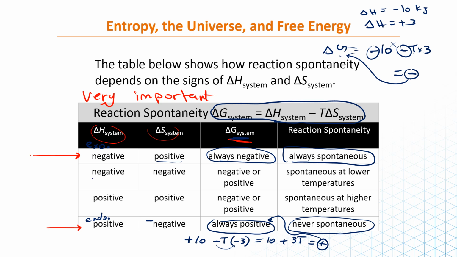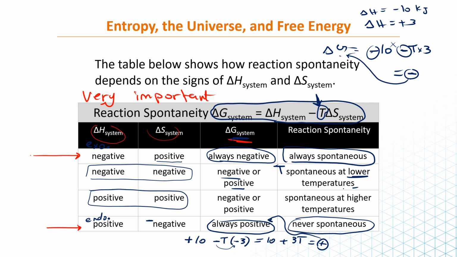Now the problem is when both have the same signs. When delta H and delta S, both of them have the same signs, both negative or both positive. So if both are negative, the delta G can be negative or positive. Who will determine it? The temperature T that we haven't talked about. When delta H and delta S have the same signs, the one that will decide if the delta G is positive or negative is the temperature.